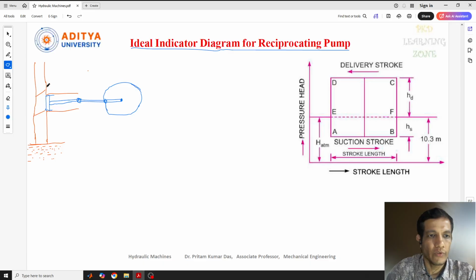Let me highlight these points. This is our delivery pipe, and this point is the delivery valve. Similarly, here this is our suction valve, and this is our suction pipe, and this point is the sump level. We used to call this the sump level, or the reservoir of the fluids. The pipe will be connected to this one, and the fluid will start lifting up through this. And this is the point where the water or the fluid needs to be delivered.